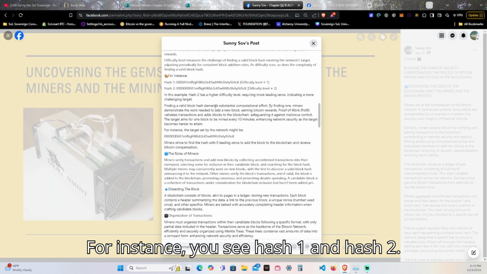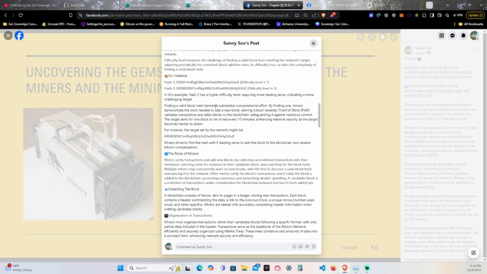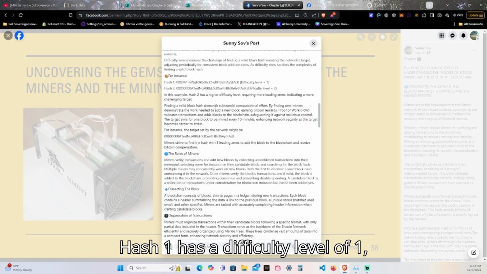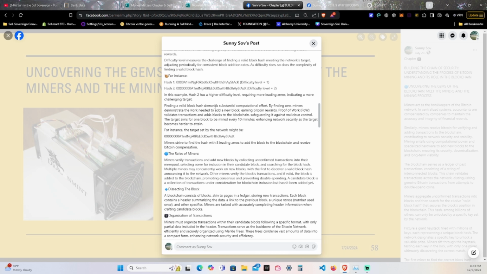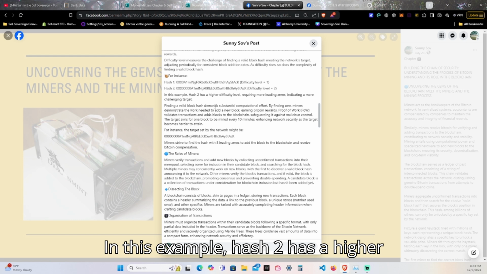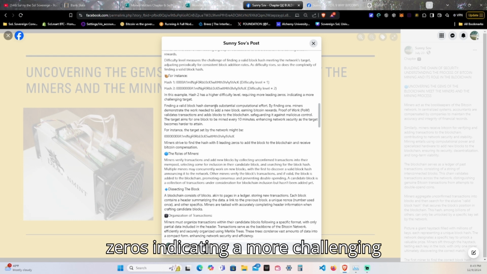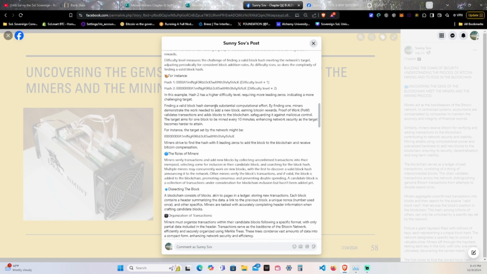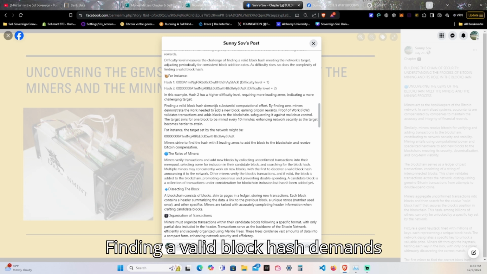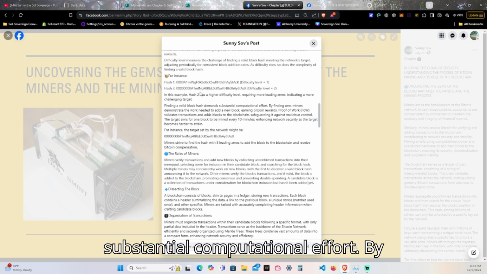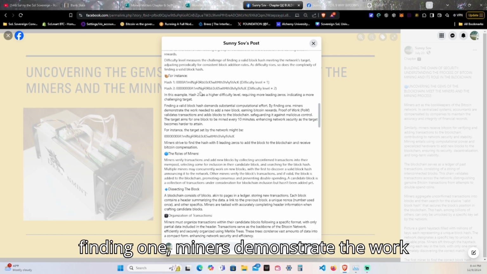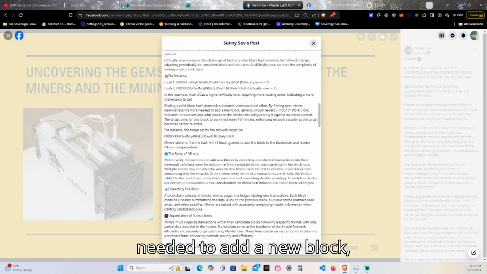For instance, you see hash 1 and hash 2. Hash 1 has a difficulty level of 1, hash 2 has a difficulty level of 2. In this example, hash 2 has a higher difficulty level, requiring more leading zeros, indicating a more challenging target. Finding a valid block hash demands substantial computational effort. By finding one, miners demonstrate the work needed to add a new block, earning Bitcoin rewards.